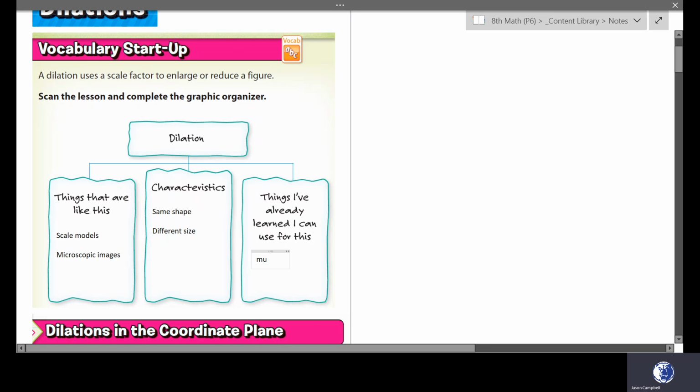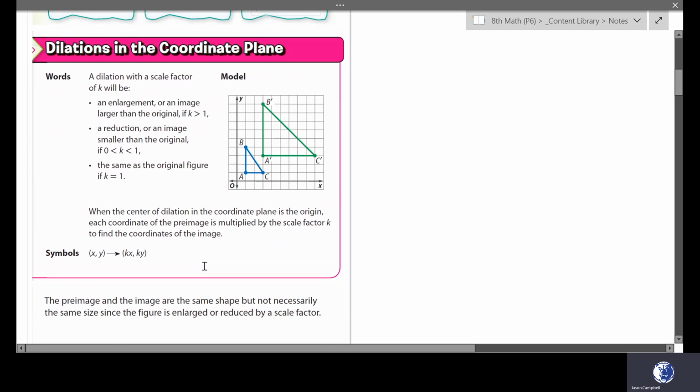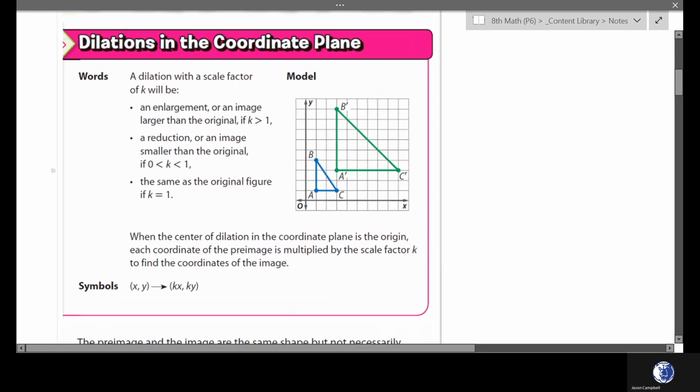Well, multiplication comes in handy. Graphing, that comes in handy. And again, I'm sure there's other things that I'm not thinking of right away. Dilations in the coordinate plane.